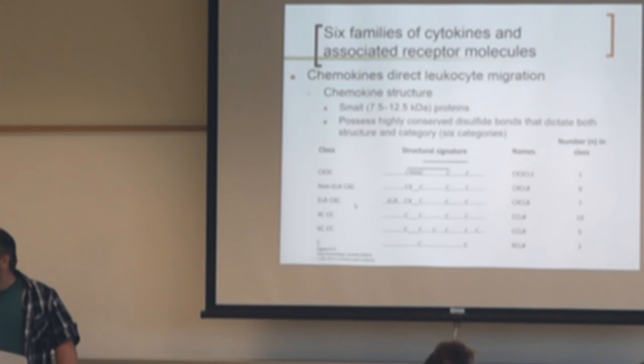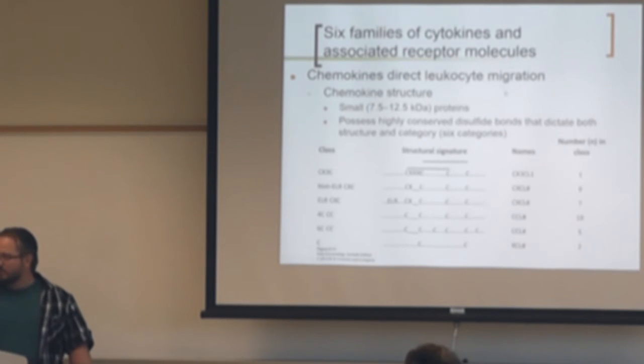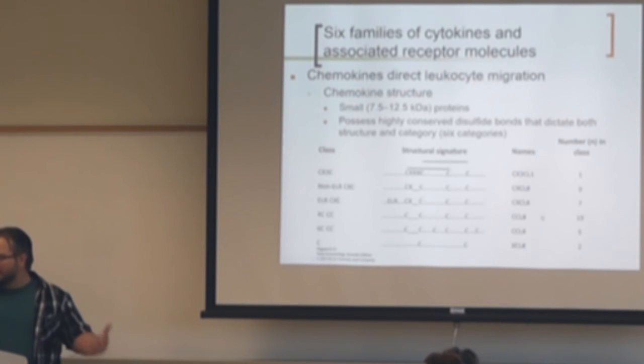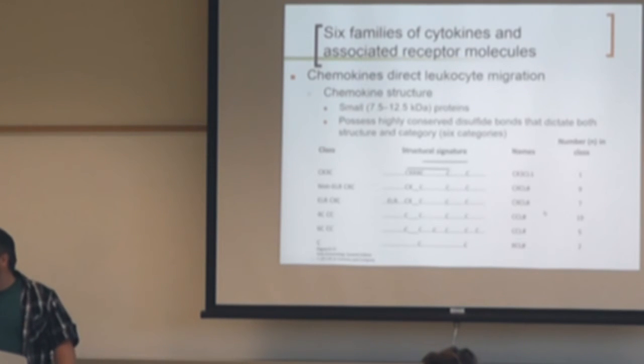And then our cytokines, I'm going to finish up. The cytokines are small proteins. They're highly conserved, and they have these disulfide bonds that dictate both structure and category. So we've got CX3C, CXC. So we've got different classes that include these different names. You don't have to memorize those.